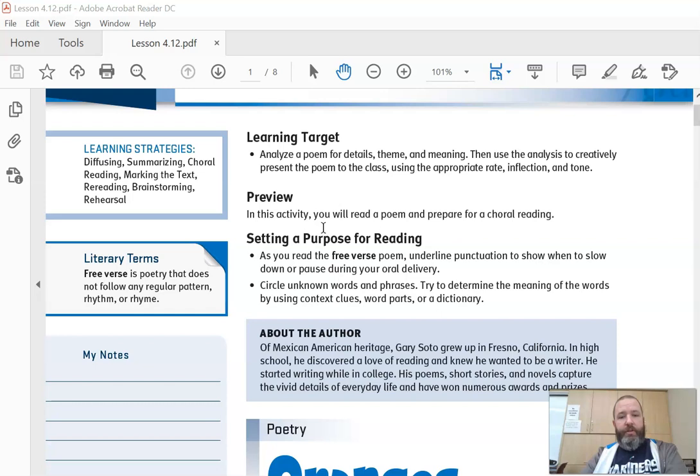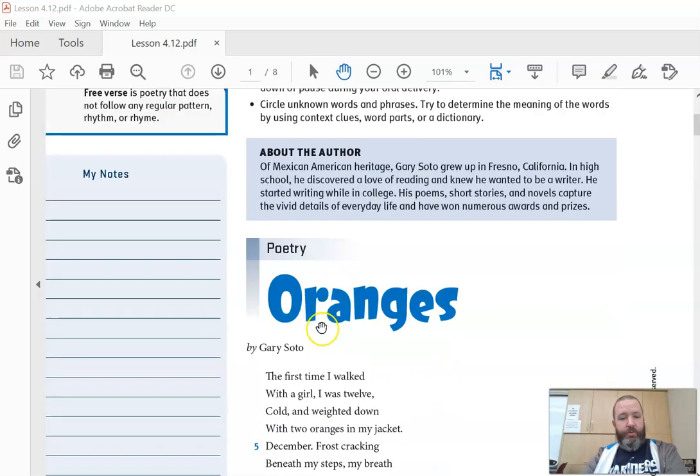Alright, so the first one is a free verse poem from Gary Soto, who we read a story from earlier in the year. He wrote The Jacket. As you read the free verse poem, underline punctuation to show when to slow down or pause during your oral delivery. And then circle unknown words and phrases. Okay, so go ahead and pause it while you do those two things.